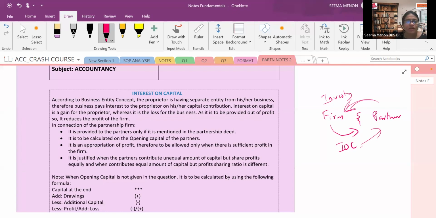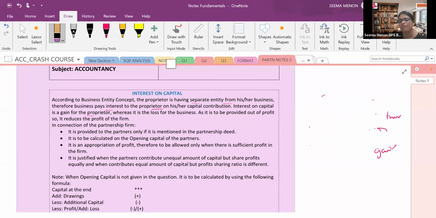Now, according to the business entity concept, the proprietor has a separate entity from his business. Both have a separate existence. Entity means existence here. So the business pays interest to the proprietor on his capital contribution. Interest on capital is a gain to the proprietor. Yes, definitely the partner will get it. For them, it is a gain. But for the firm, what is this? That is a loss.